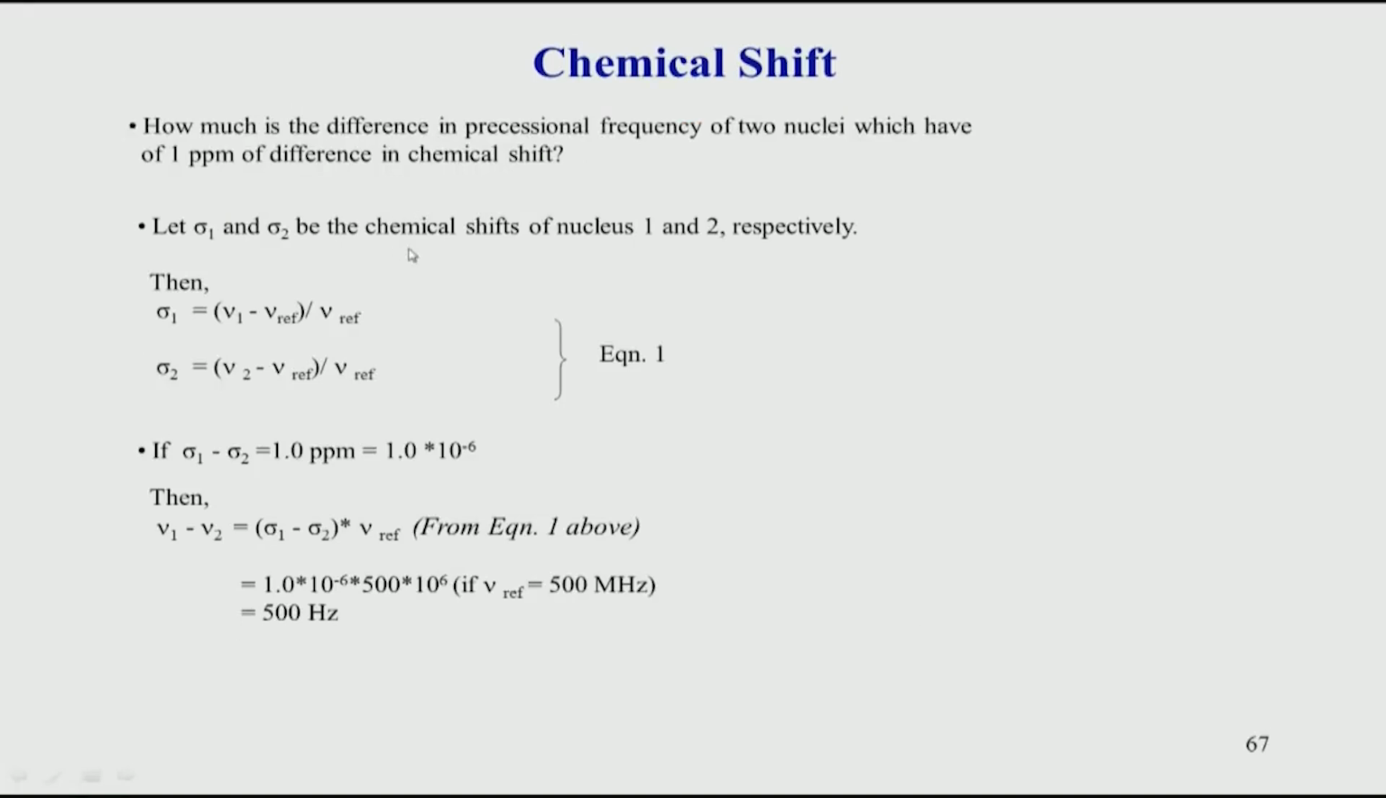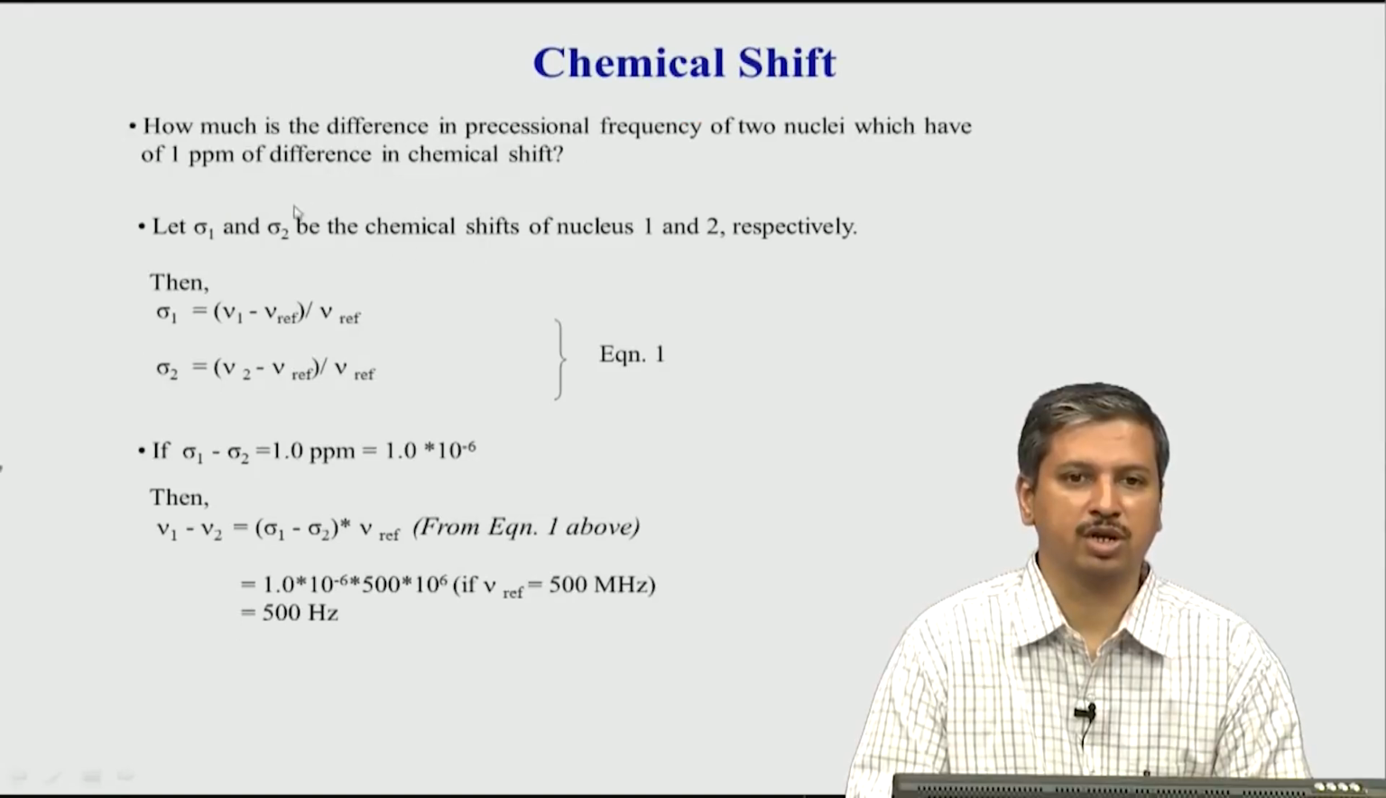Let us say we want to do a simple calculation. Suppose I have a difference in chemical shift of two nuclei which are 1 ppm apart. How can we calculate this in terms of hertz? This is a very important conversion we do routinely in NMR, that we convert the ppm scale into the hertz scale and vice versa. So, how do you convert a ppm into hertz?